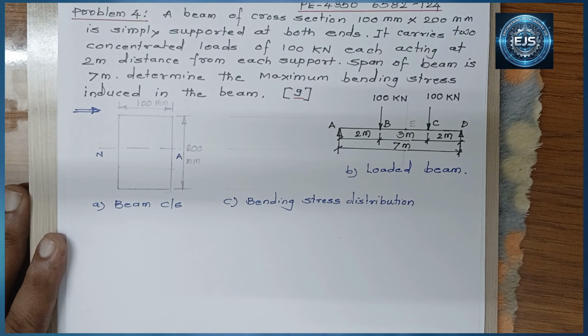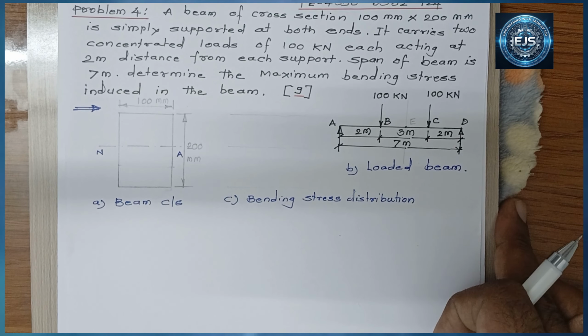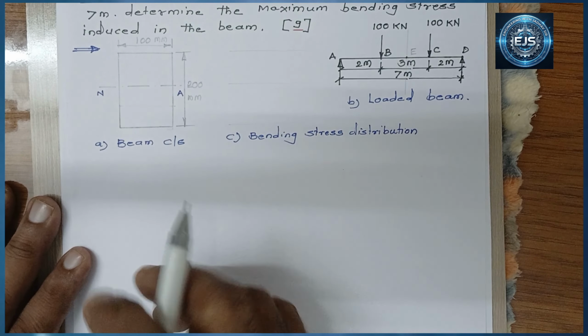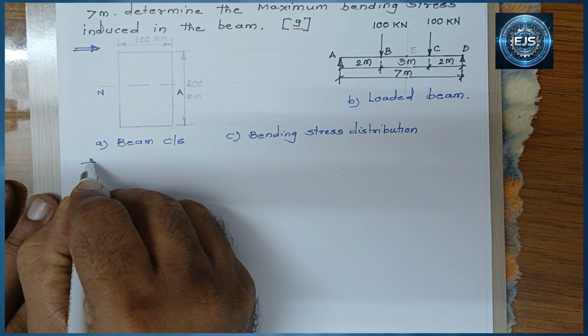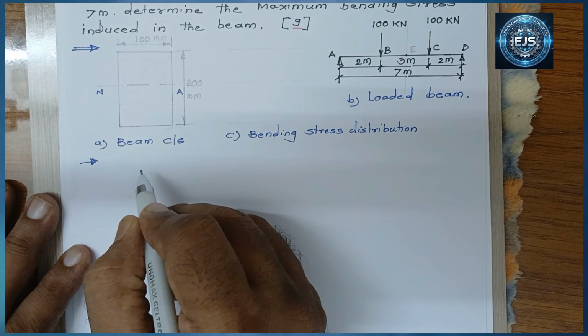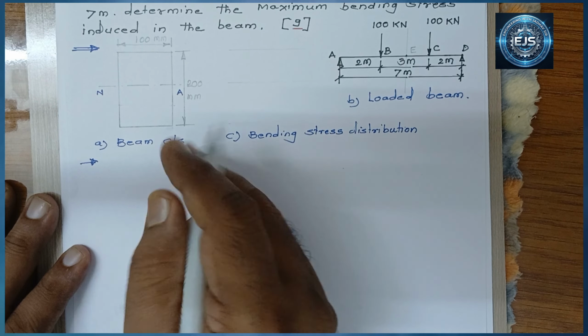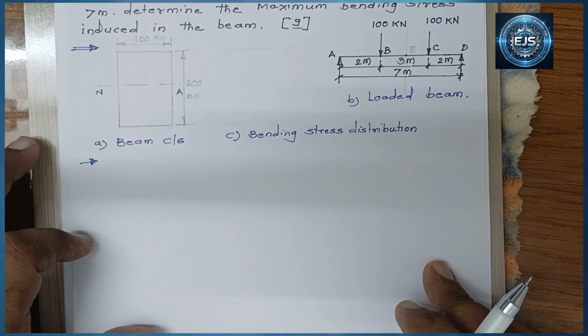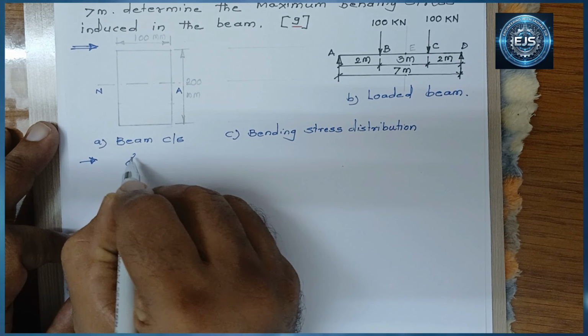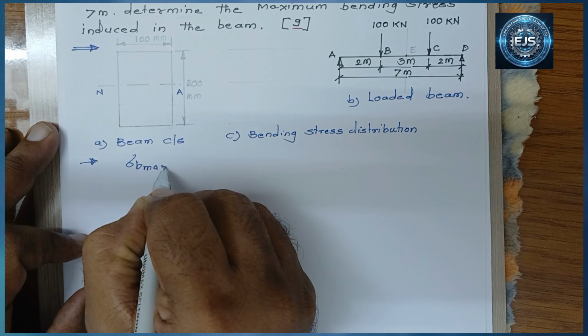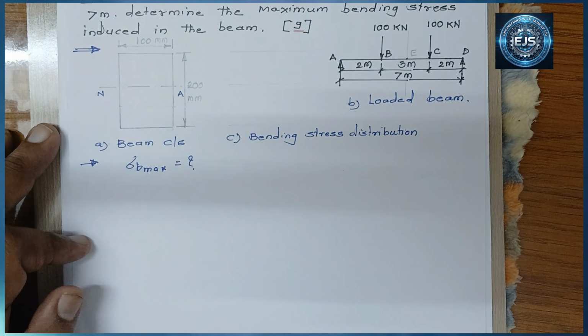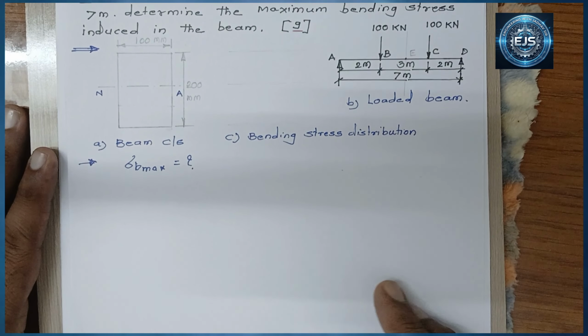Now in this problem, we have to find out the maximum bending stress developed in the beam. So if we see, the loaded beam is given and the cross section of the beam is given, and it is asked to find out the maximum bending stress developed in this beam. So this problem is very simple as compared to the other problems.